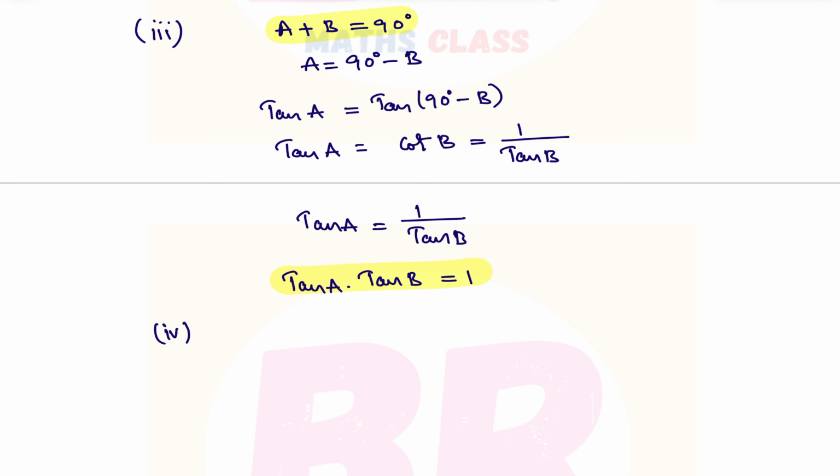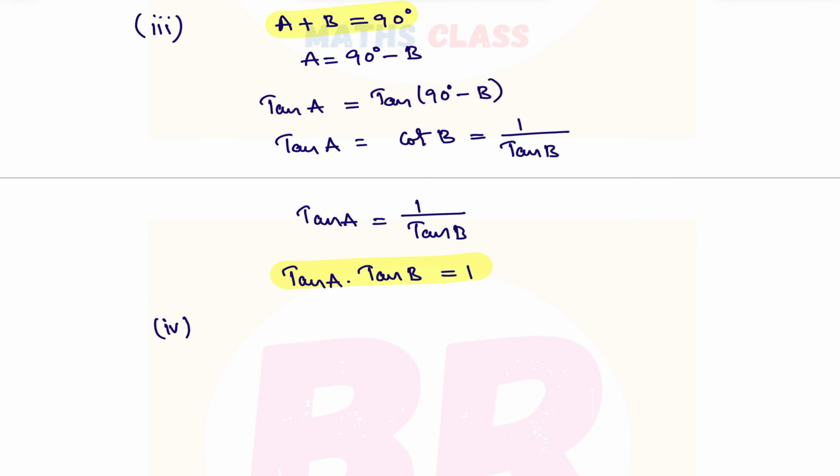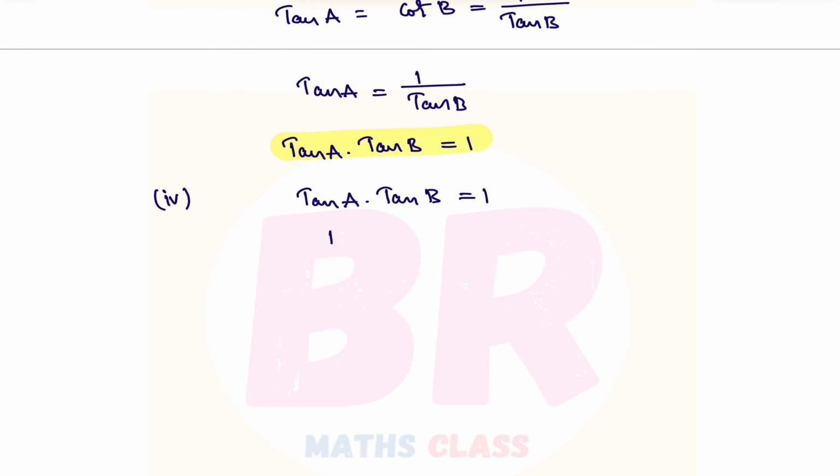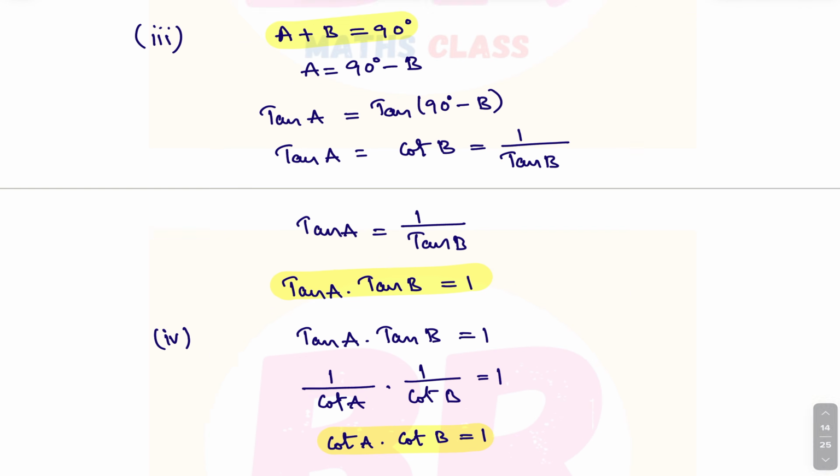Now the fourth property we can prove from this, or you can follow the same procedure like this. I just want to prove that fourth property from this. What is the fourth property? When a plus b is 90 degrees, cot a into cot b is 1. Here tan a into tan b equal to 1. We already know this. When a plus b is 90 degrees, tan a into tan b is 1. This tan a can be written as 1 by cot a. Tan b can be written as 1 by cot b equal to 1. Cross multiply, what you will get? Cot a into cot b equal to 1. So when a plus b is 90 degrees, cot a into cot b equal to 1.